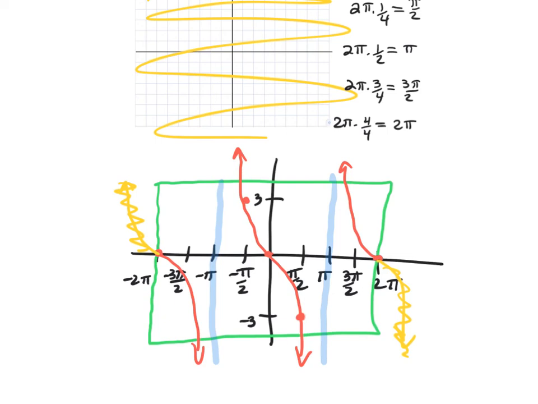So for the tangent graphs, we're only going to change the speed and add in an amplitude. We will not be shifting the tangent graphs left or right. We're not going to graph the cotangent. That will be done in pre-calculus.